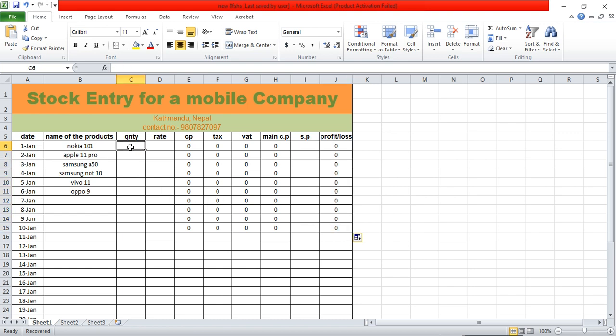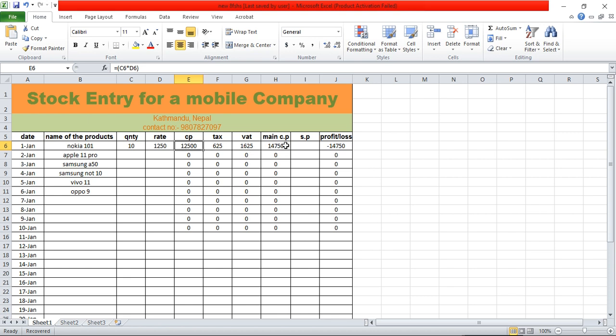Suppose for the Nokia 101 model we bought 10 pieces at a rate of 1250 rupees per piece. Then automatically the cost price is 12,500 for 10 pieces. You can see the tax is 625 rupees, and the VAT is 1625 rupees.